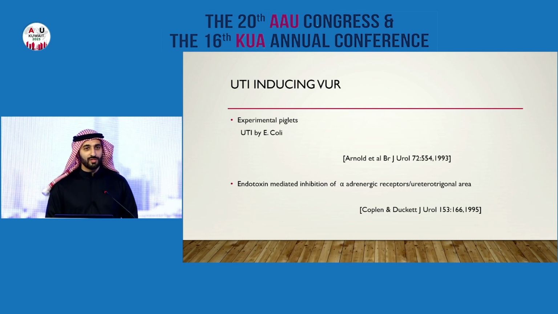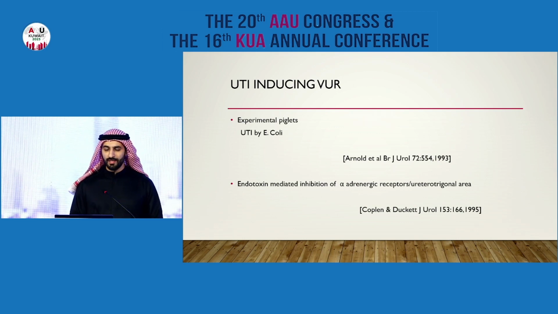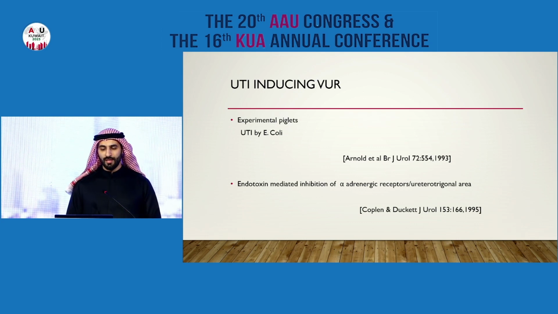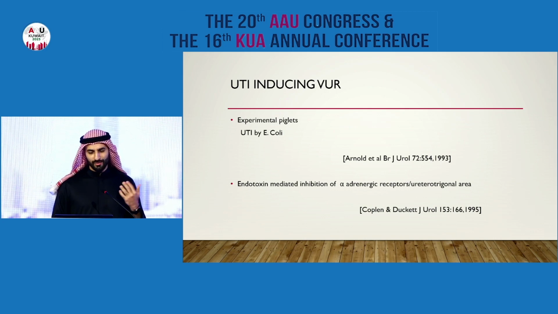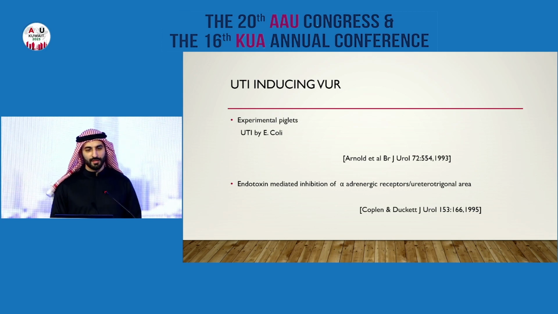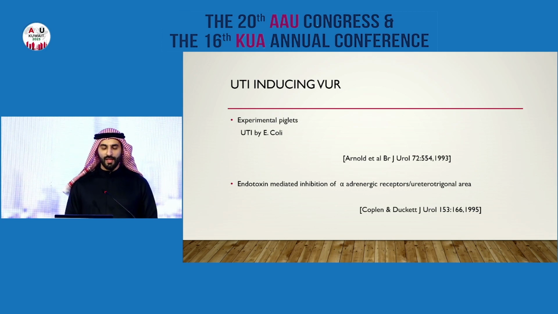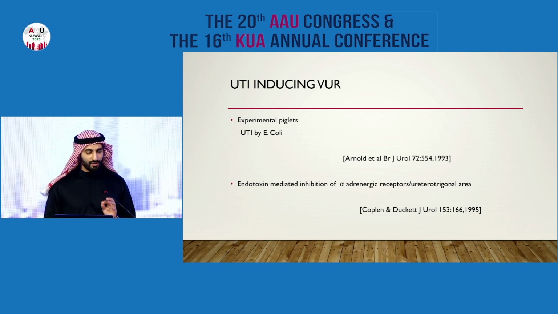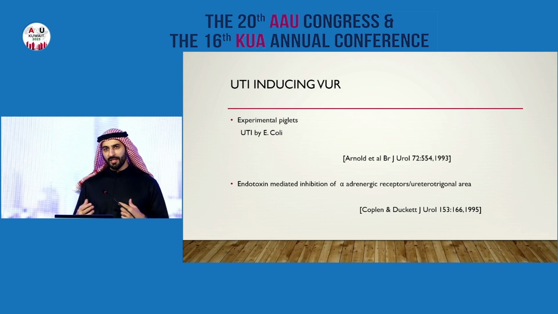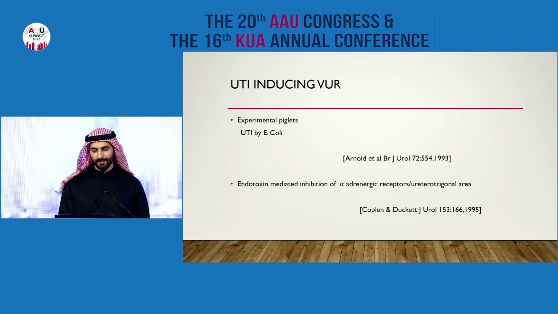UTI-inducing VUR has been seen and proven in many experimental models, dating back more than 30 years, where in piglets they induced a UTI in a pig who did not have VUR. Subsequently, the piglet did develop VUR. They also saw that endotoxins affected the trigone area, making it weaker and more susceptible to reflux.